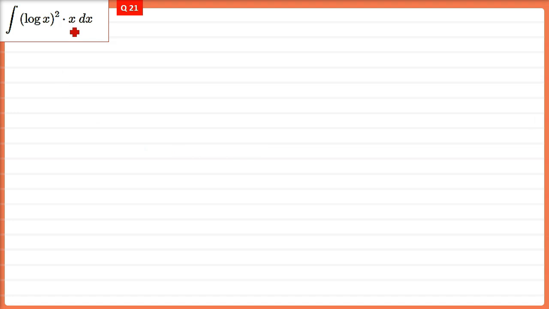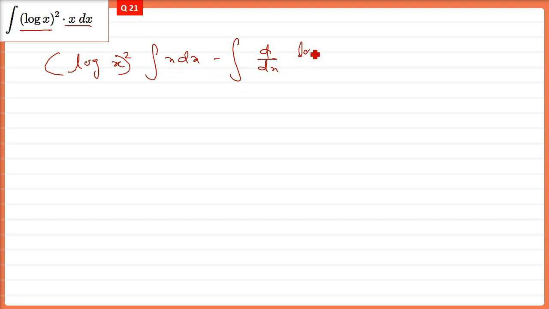Now log x whole square and x. So we don't need any replacement here, just need to concentrate on which one has to be taken as the first function and the other as the second function. So log x whole square, this is the first function, and the second function will be x dx. So integration of d by dx of log x whole square, and then integration of x dx, and then the whole thing has to be combined, and then this has to be integrated.